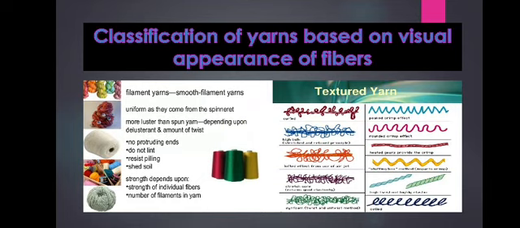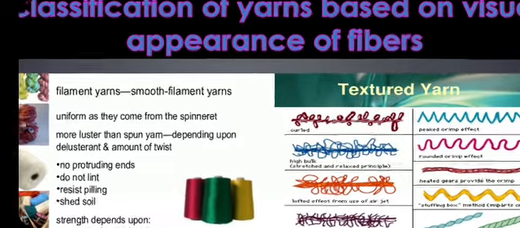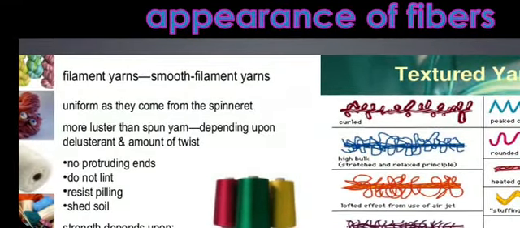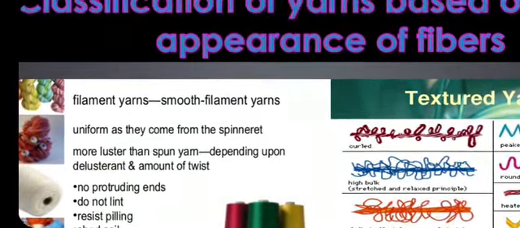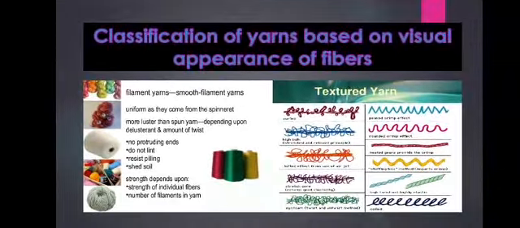Next is the classification of yarns based on the visual appearance of the fibers. The most commonly used are the smooth filament yarns. These are uniform as they come from the spinneret or from the machine, and more lustrous than spun yarn depending upon the delustering amount. This is about the man-made fibers. Most of the yarns used in weaving are smooth filament yarns. Knitting also uses smooth filament yarns. So these are the commonly used ones.